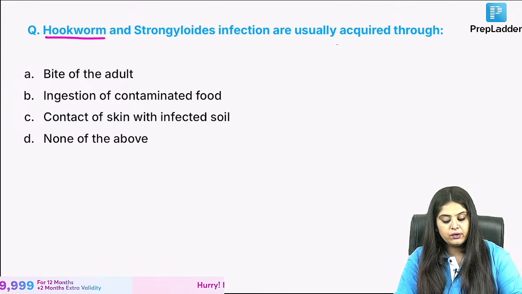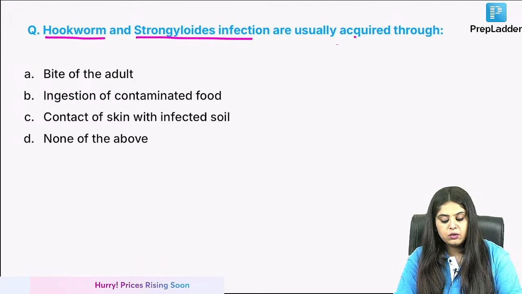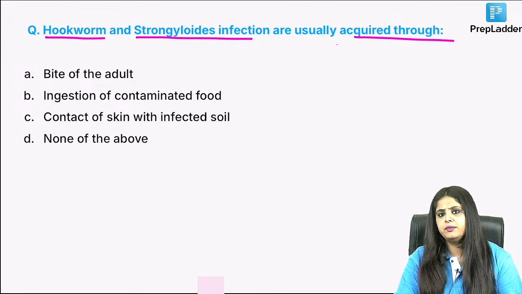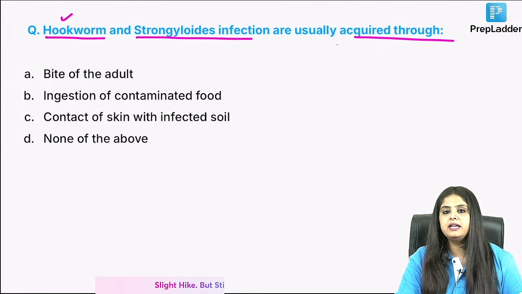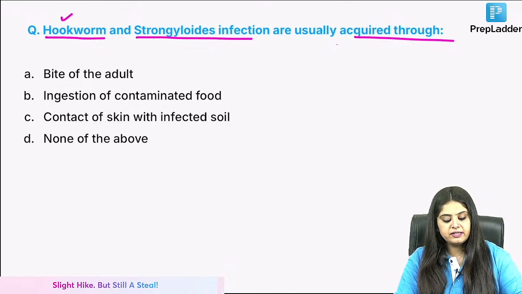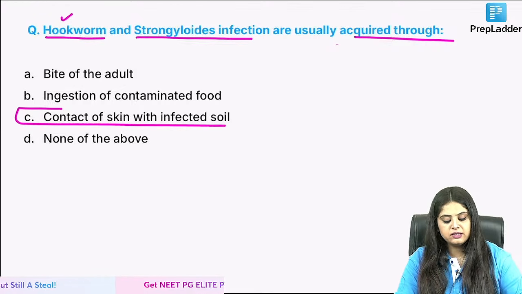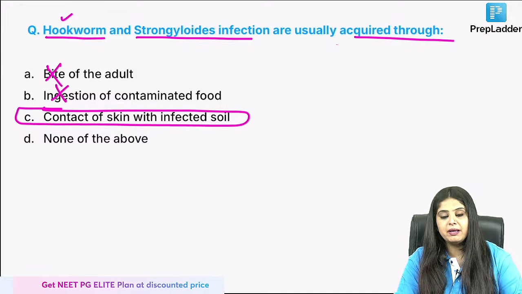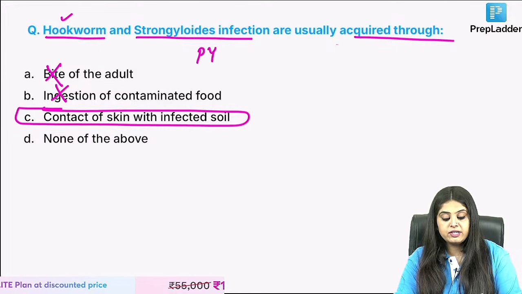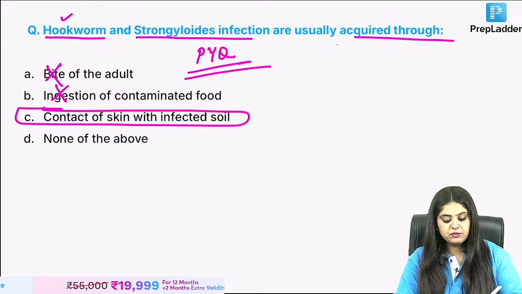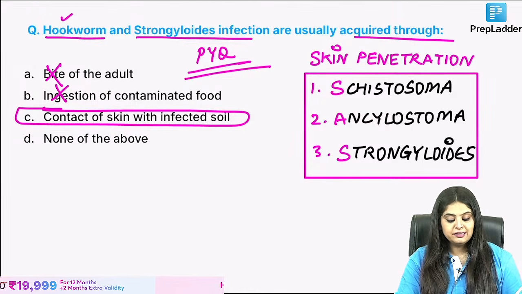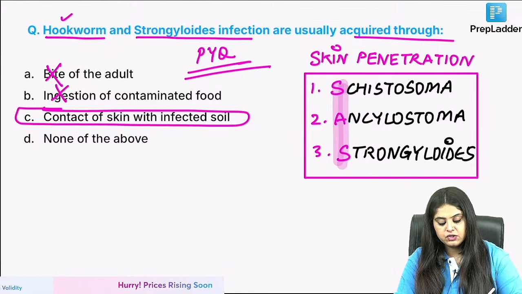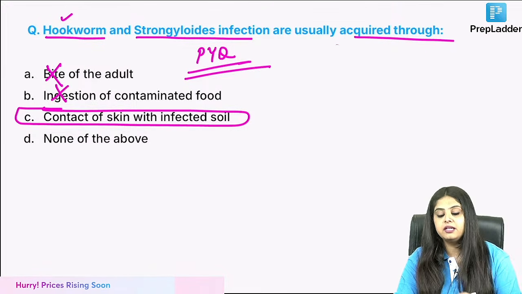Hookworm and strongyloides infection usually are acquired through what? Maybe strongyloides we have not studied, but ma'am, hookworm we have studied. You told us hookworm comes via the skin, so this is going to come via contact, not by ingestion, not by bite. So this is a previous year question. Make a list. What all comes via skin penetration? SAS comes via skin penetration. Repeating, what all via skin penetration?